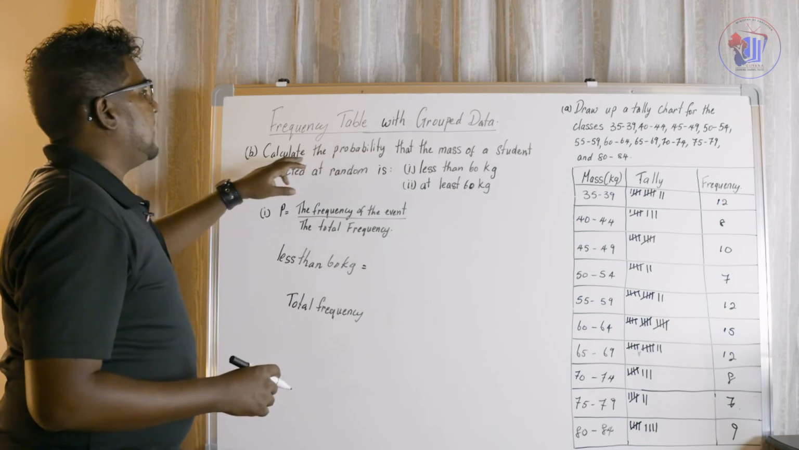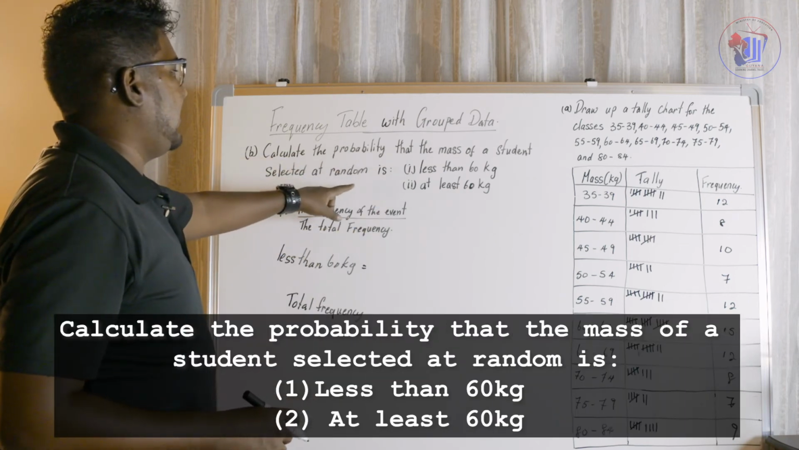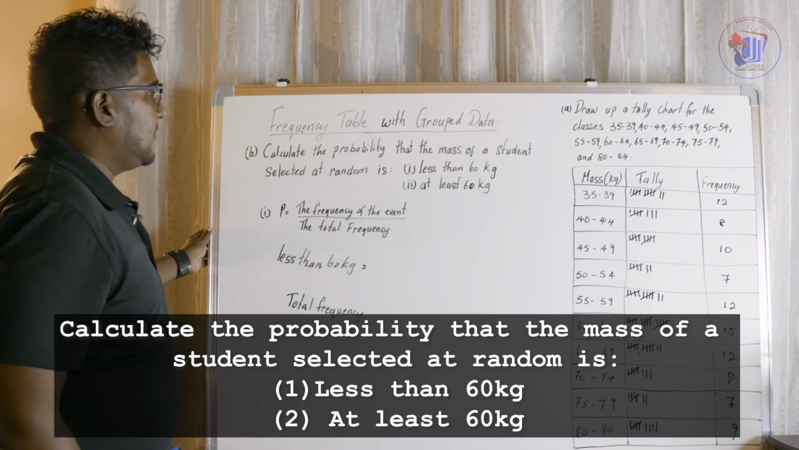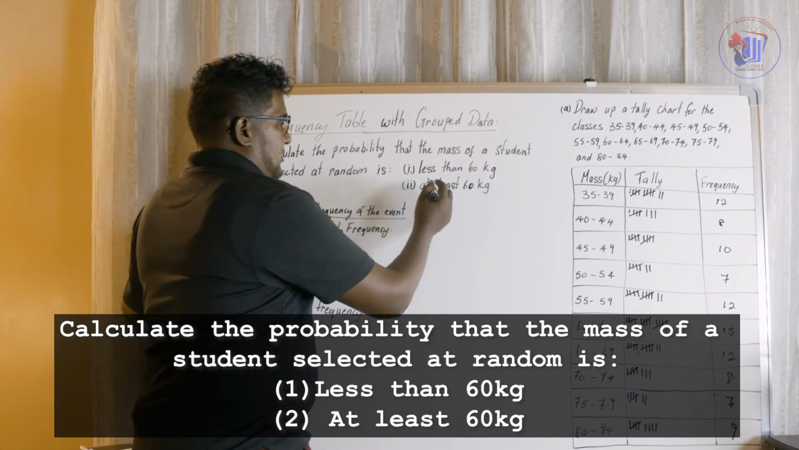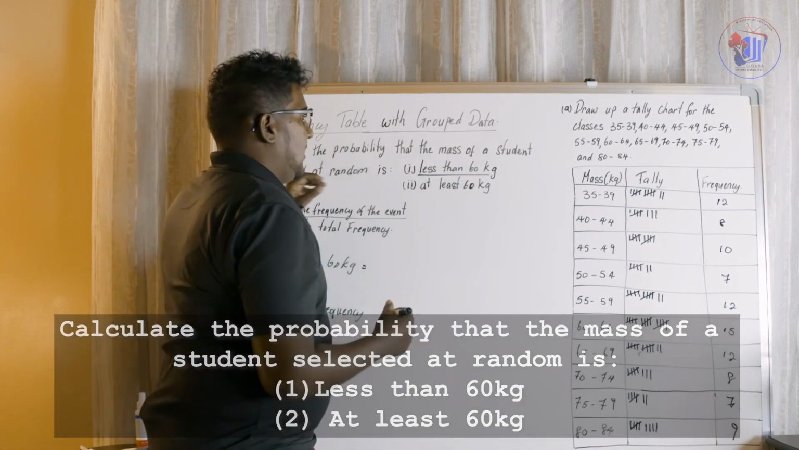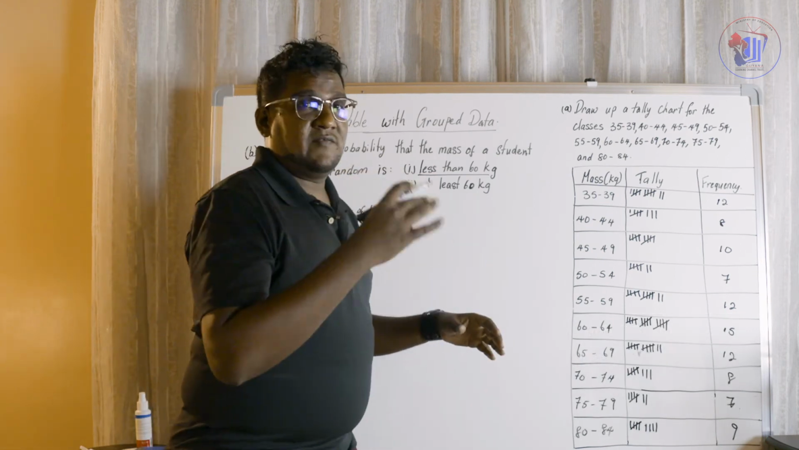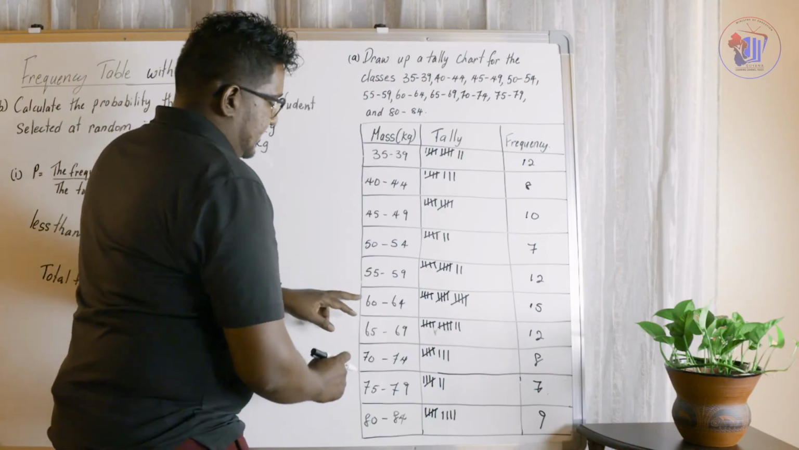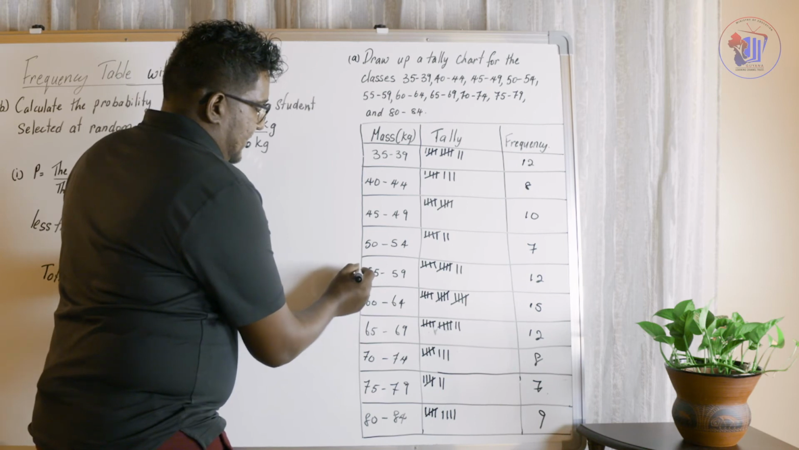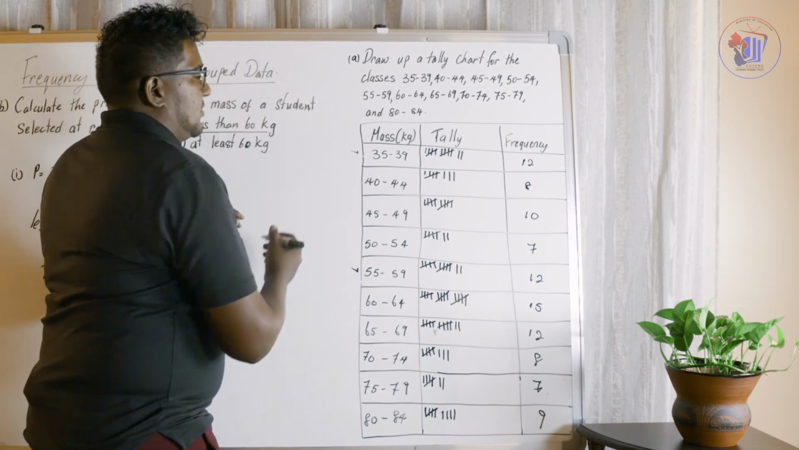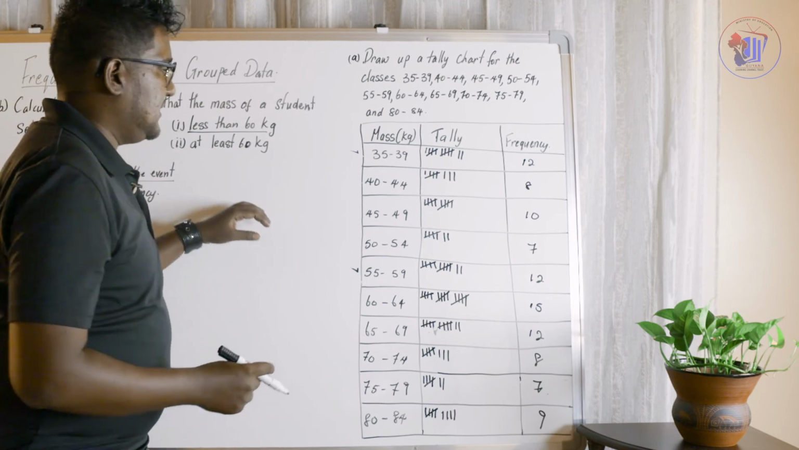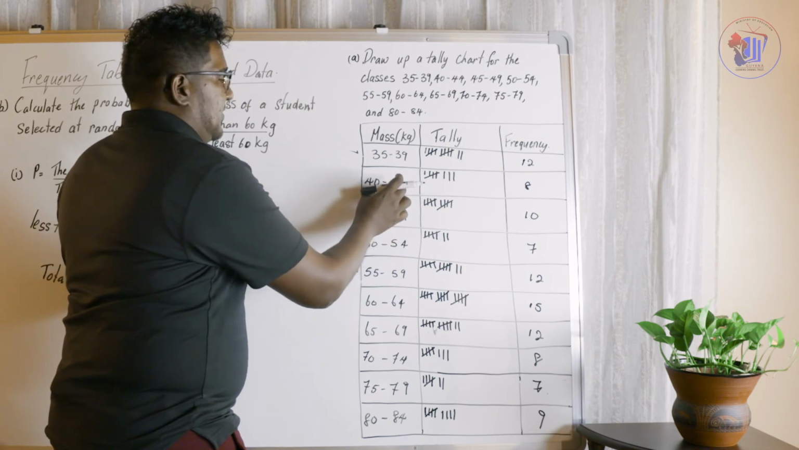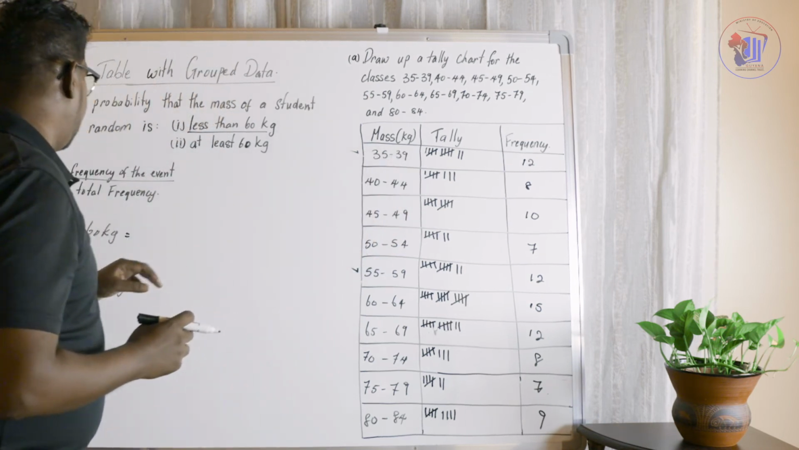The second part of the question is to calculate the probability that the mass of a student selected at random is 1, less than 60 kg, and 2, at least 60 kg. Now, we're going to look at the first part, which is less than 60 kg. When we say less than 60 kg, that means we're working from 59 going down, right? So if you look at our classes, this is 60. So we have to start with this class to 35, 39. So we're looking at the frequencies of the classes 55 to 59, 50 to 54, 45 to 49, 40 to 44, and 35 to 39.